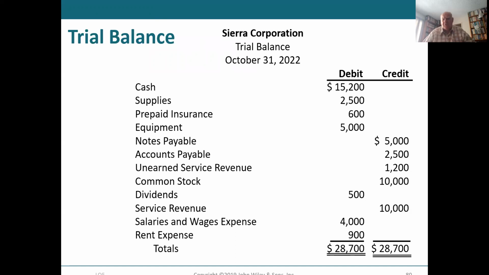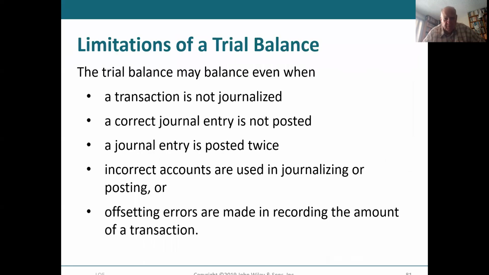Does that mean these numbers are correct? The answer is no. Not necessarily. Every one of them could be wrong. We don't know at this point. We're going to go through another chapter when we talk about adjusting. But for now, we're assuming that these numbers are correct. So with that in mind, we can start to prepare the financial statements.